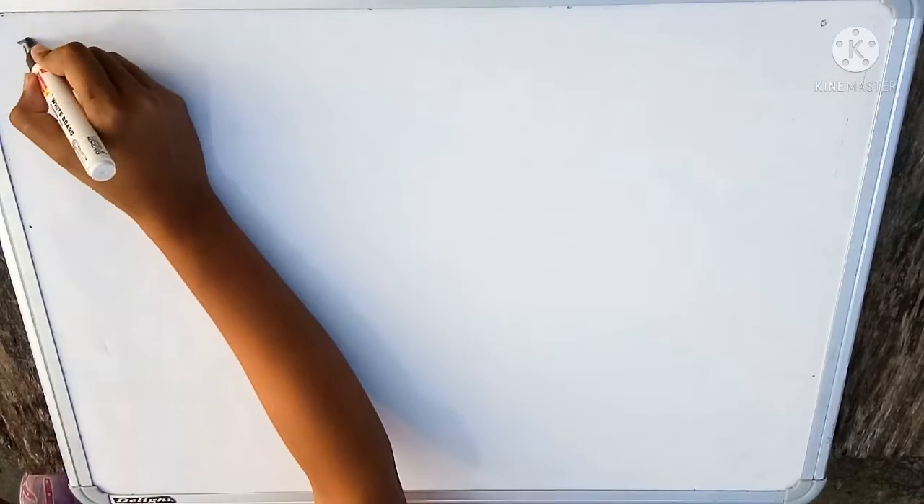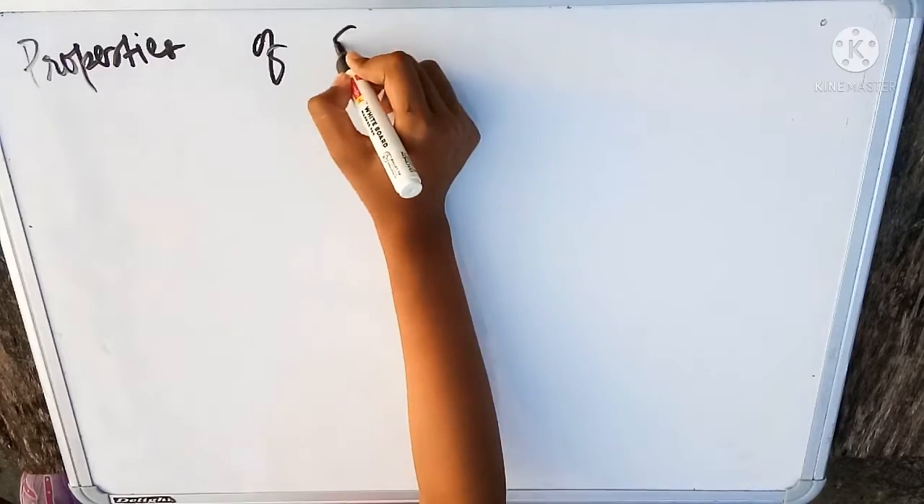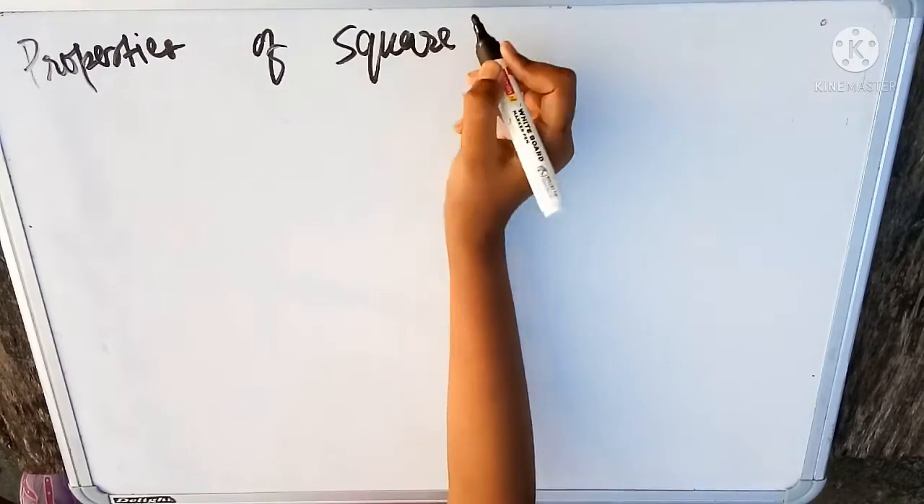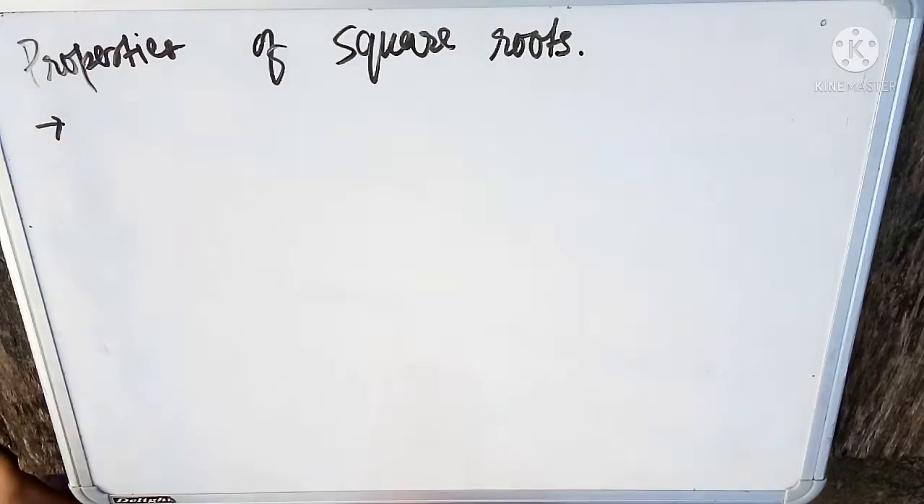In this video we will discuss the different properties of square root, and further we will understand how we can find out the square root of any rational number and decimal number. So let's get started with the properties of square root. These are the things we need to keep in mind while operating any square root number.